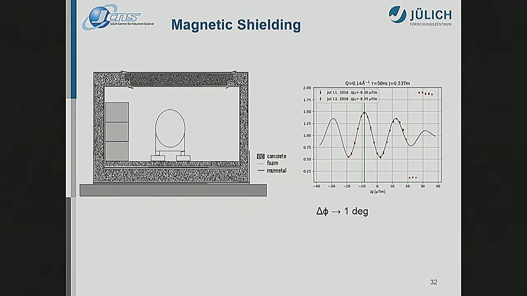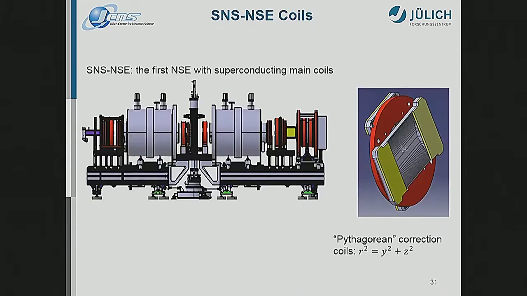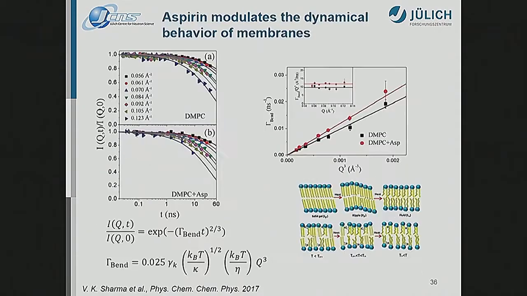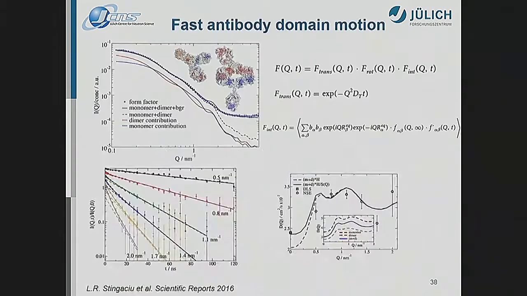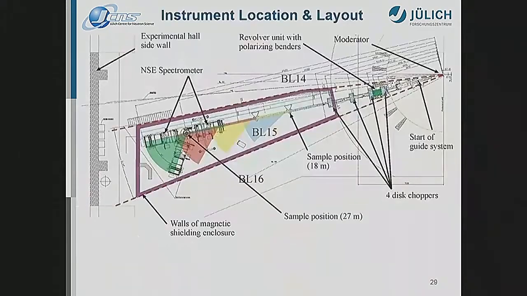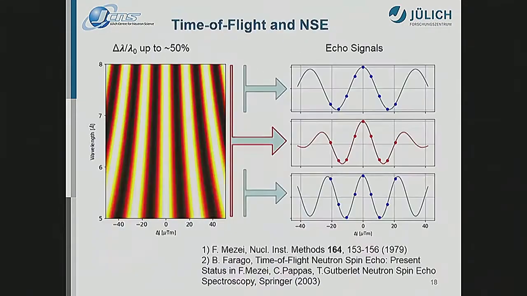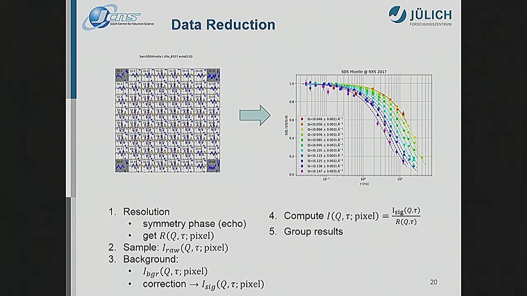Other than the design elements you mentioned and the time of flight instrument as improvements, are there advantages to doing spin echo on a time of flight source? As I said, generally speaking, it's an instrument that works probably best at a reactor source. The question is about advantages of neutron spin echo at a pulsed source. One advantage is that we can take a much broader wavelength band, which in itself is not such a great thing, but we can cover a Q range in one spectrometer setting.